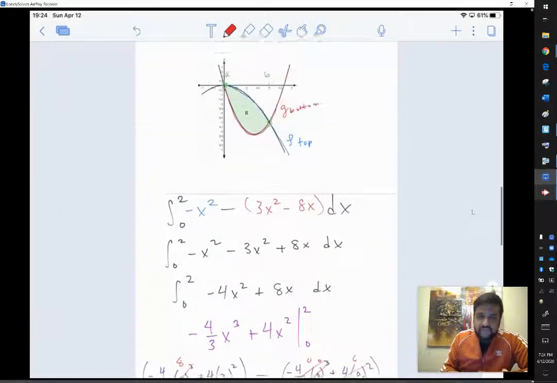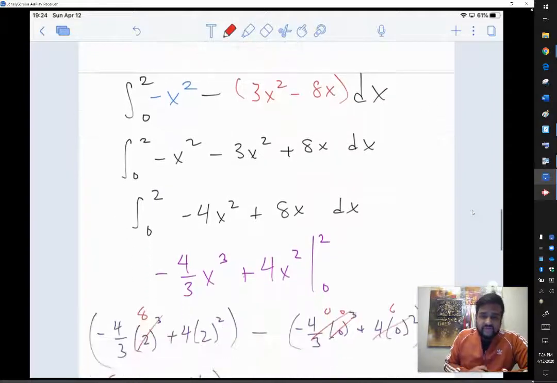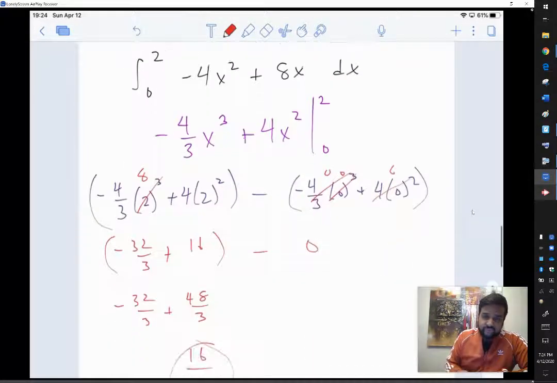Let's take stock of what we did: identified which function was which, identified our intersection points while looking at the graph, set up our integral, again, top minus bottom, and solved the integral we've set up using skills we've learned before.